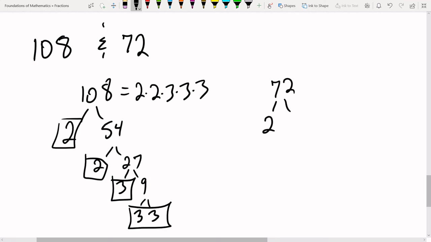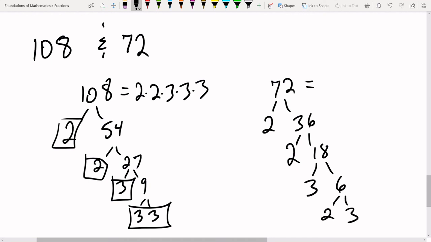72 is 2 times 36. 2 times 18. Oops, 2 times 18, not 3 times 18. This is 3 times 6. And this is 2 times 3. So 72 is 2 times 2 times 2 times 3 times 3.